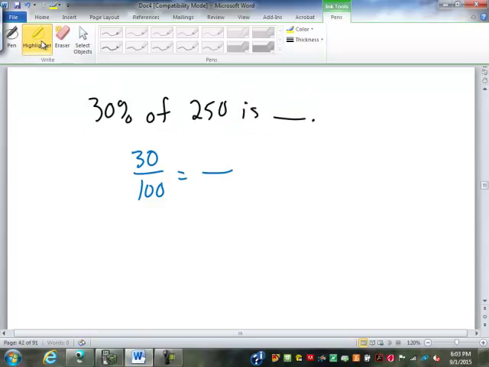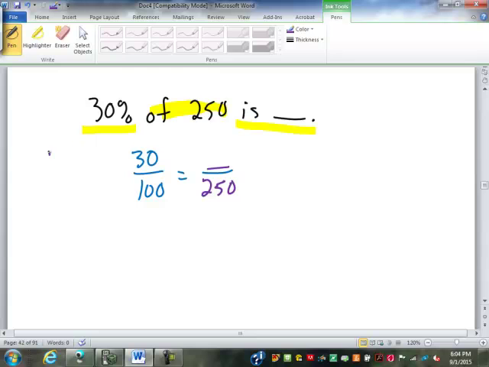So let's try it the other way. I'm going to cover up the 250. 30% is blank. That makes more sense. So my missing number, the blank, matches up with the 30. 250 goes on bottom.